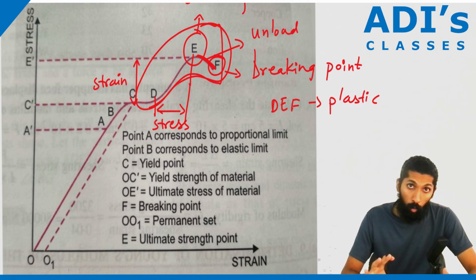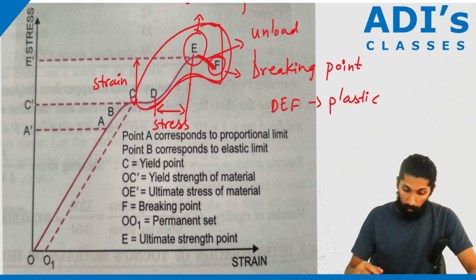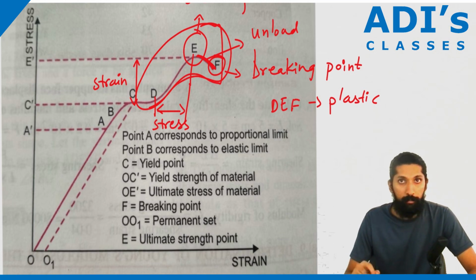Understood? So O to B, whatever you have is the elastic region, correct? Then after B, from C to D, that is the yielding region, correct? There also it's going to behave like plastic itself. Then from D to F, it's going to behave like a plastic material.